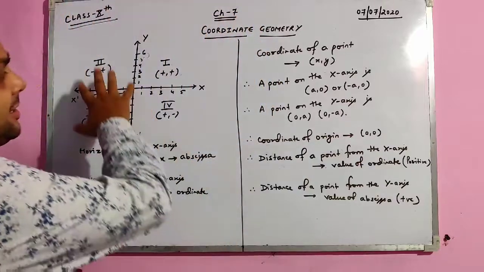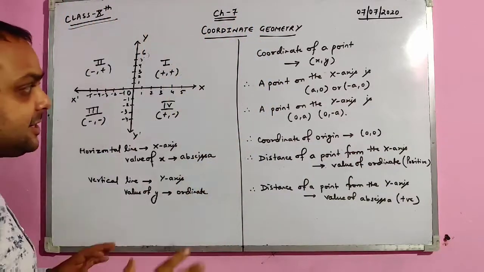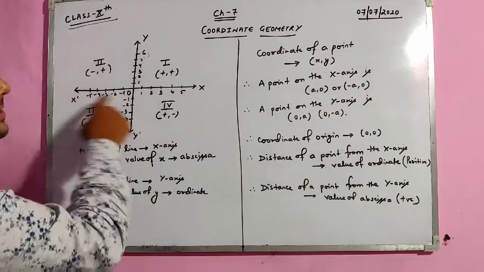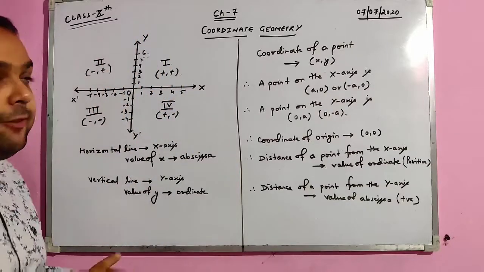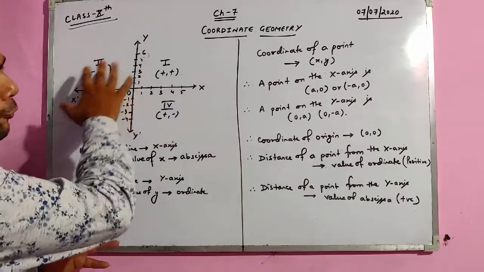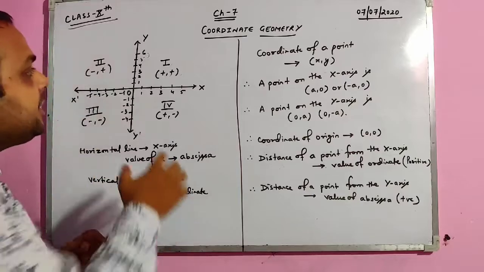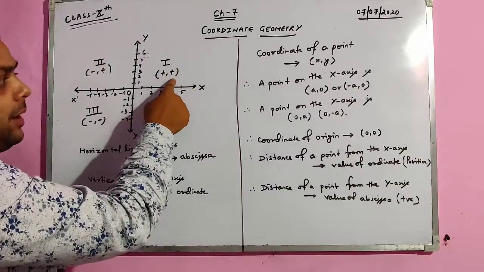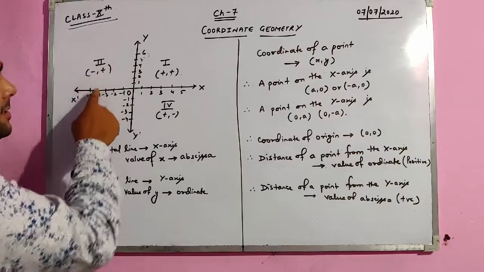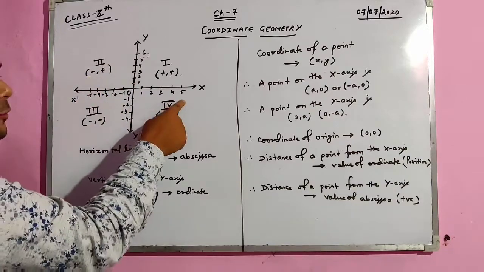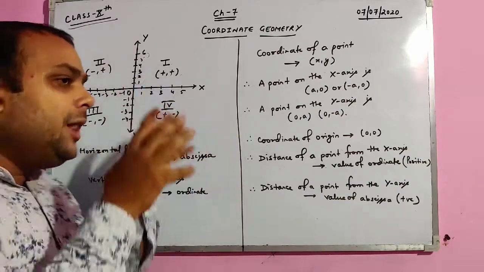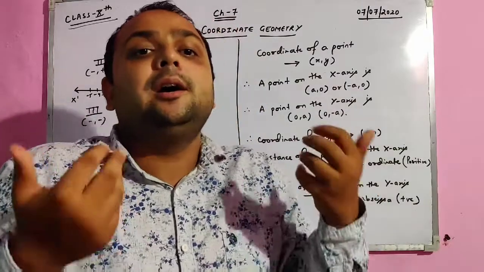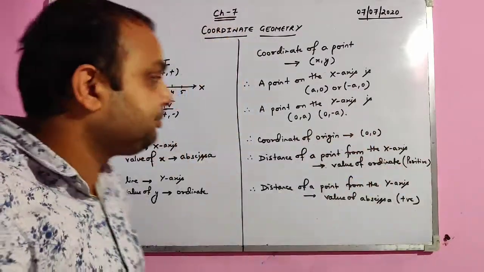Now this is a coordinate axis, or we can say a Cartesian plane, on which we have drawn two axes, x-axis and y-axis, which have divided this plane into 4 parts. Each part is called a quadrant. This is first, plus plus; this is second, minus plus; this is third, minus minus; this is fourth, plus minus. All these sign conventions will help us to plot the points on the graph or on the axis.